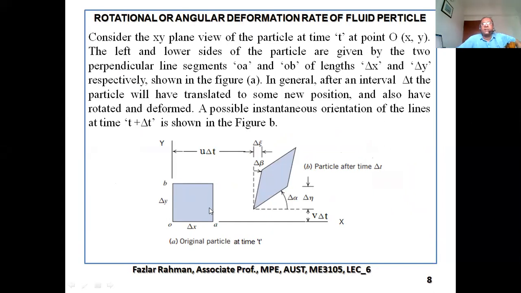This is the fluid element at time t. The coordinate of point O is x, y, and the side lengths are delta x, delta y. So this is 2D. Point O has velocity u along the x-axis and v along the y-axis. And after time delta t, this element comes right over here. So what does it mean? That line O is coming right over here.